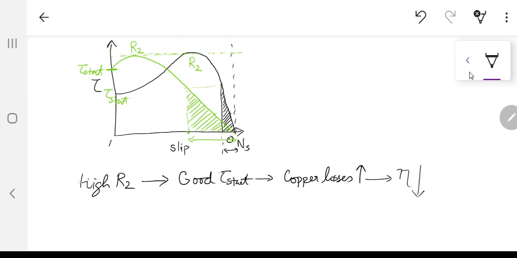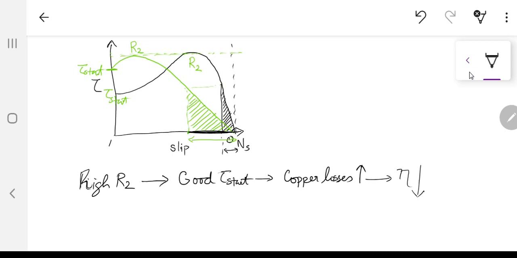So for high resistance, you have an advantage in the starting, so you can lift a very heavy load from a very small machine also. But the disadvantage would be that the region in which the machine is going to operate is going to be a high slip region.